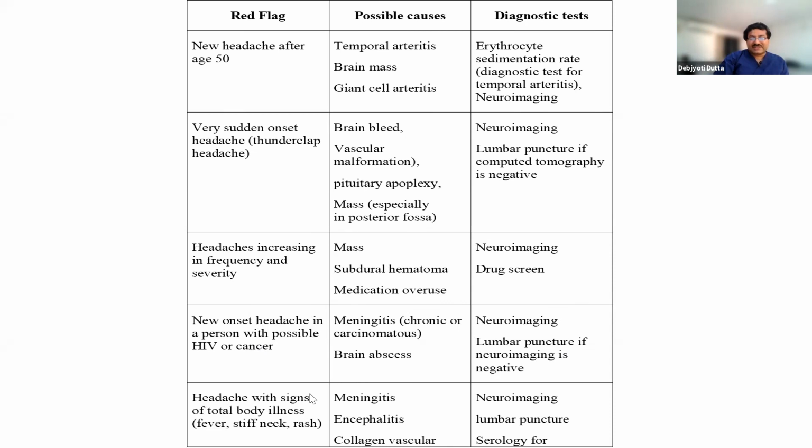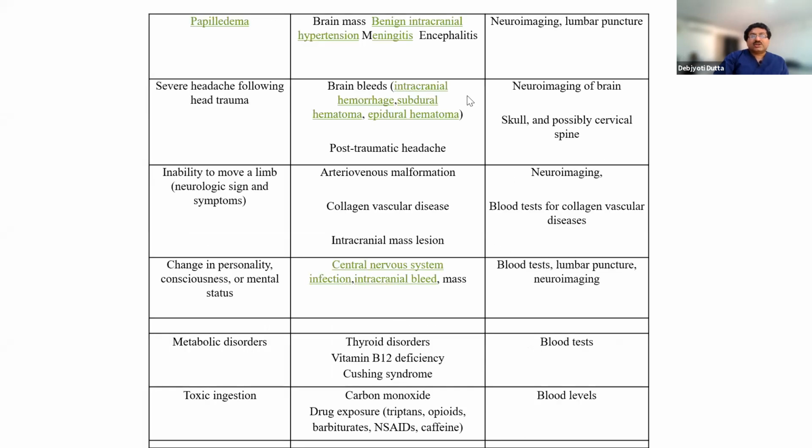Now, headache with the signs of the total body illness like fever, stiff neck, rash. Again, these are signs of the infections like meningitis, encephalitis, collagen vascular disorders. Okay. Again, we need to go for the neuroimaging, lumbar puncture, or serology. Okay. So papilledema, you all know, it may be a result of the brain mass or where the intracranial hypertension is there, meningitis, encephalitis. So again, we need imaging and, if required, lumbar puncture.